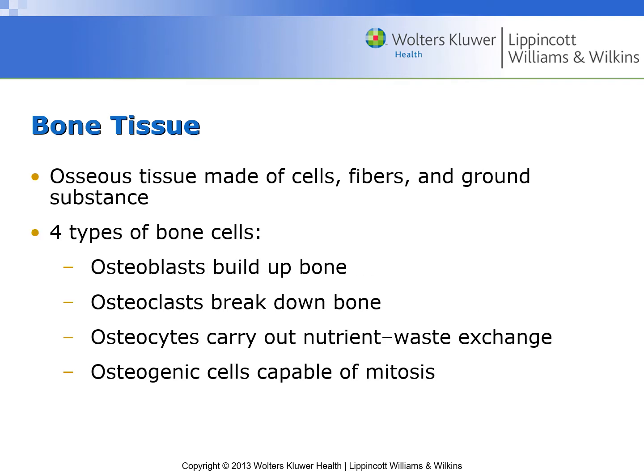Let's take a closer look at bone tissue. Osseous tissue is made of cells, fibers, and ground substance. There are 4 types of bone cells: osteoblasts, which build up bone; osteoclasts, which break down bone; osteocytes, which carry out nutrient waste exchange; and osteogenic cells, which are capable of mitosis.